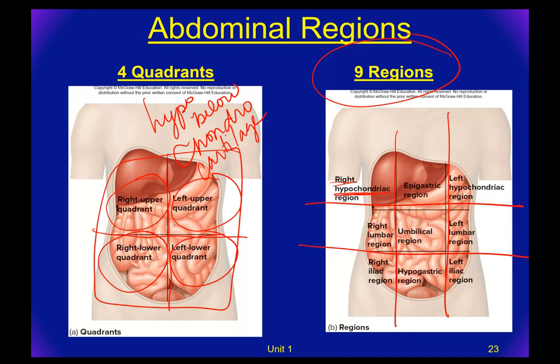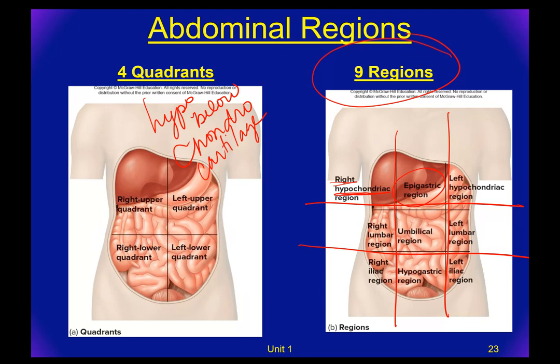The middle here is called the epigastric region. So epi means above. And in A&P, when you hear gastro, that's the stomach. So epigastric, it's right above the stomach. Here's your stomach. Okay? Now, the next row. You've got the right lumbar region and the left lumbar region on the outside.